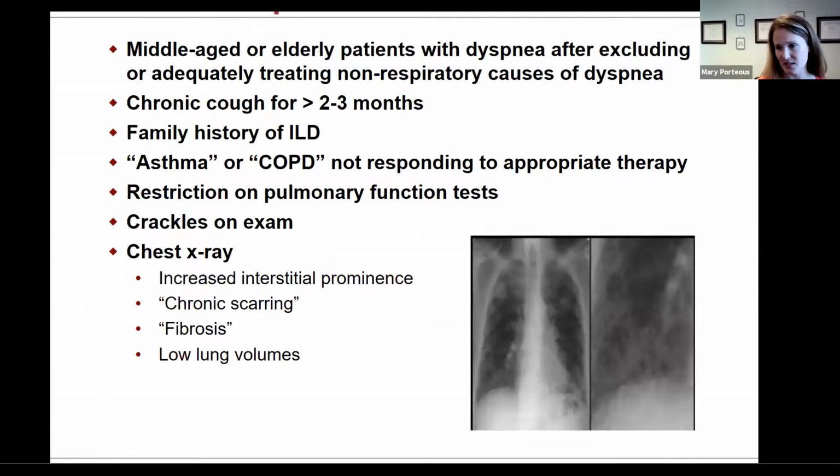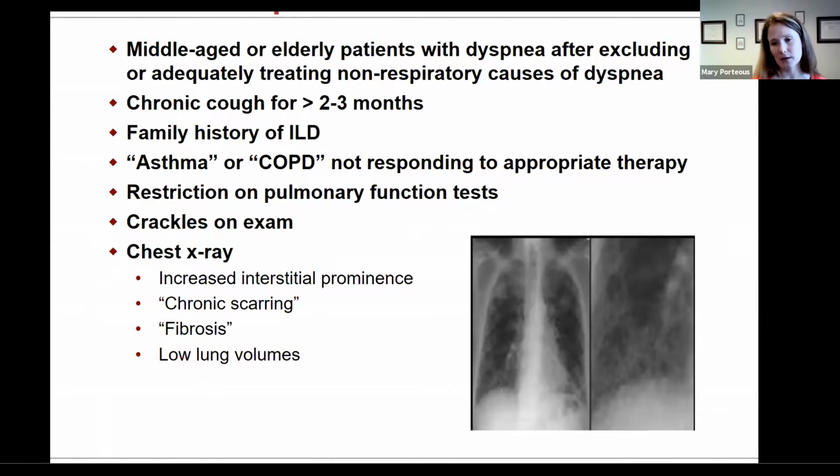So again, it's a rare cause, so when to suspect it? The internists honestly will do most of the heavy lifting in trying to figure out when to suspect it. In general, in middle-aged or elderly patients with dyspnea, after excluding or adequately treating other non-respiratory causes of dyspnea, or if the person has had a chronic cough for 2 to 3 months, at least your spidey sense should be going off. Certainly, if they have a family history of interstitial lung disease and they start to develop symptoms, that should raise your suspicion.